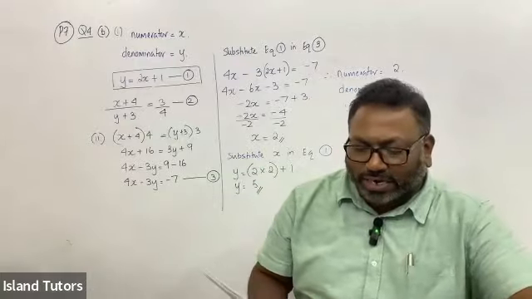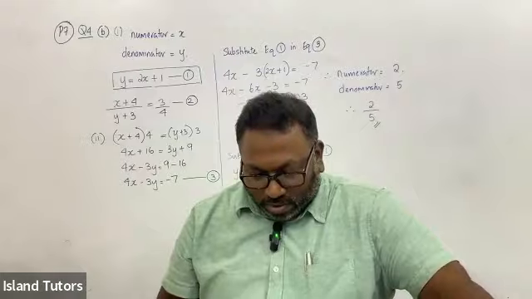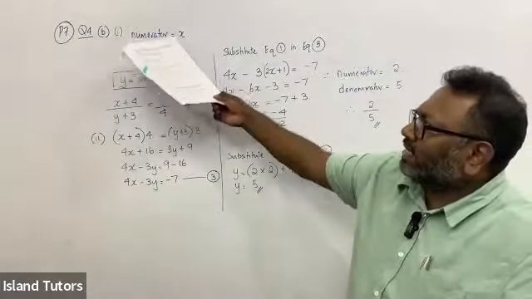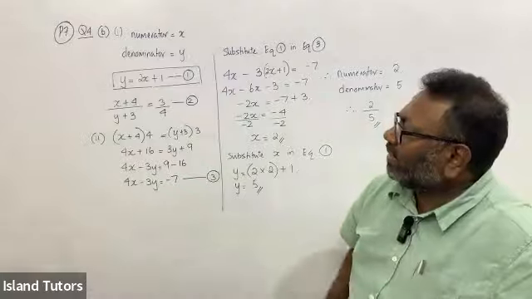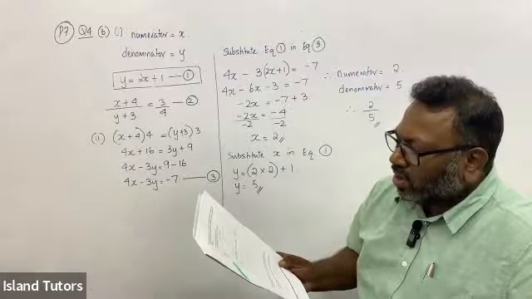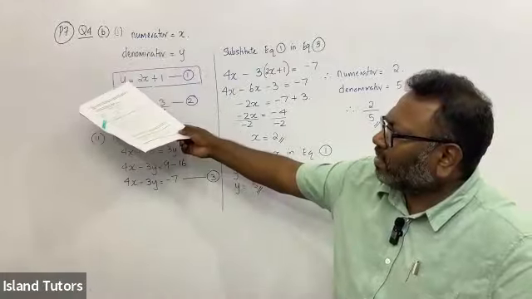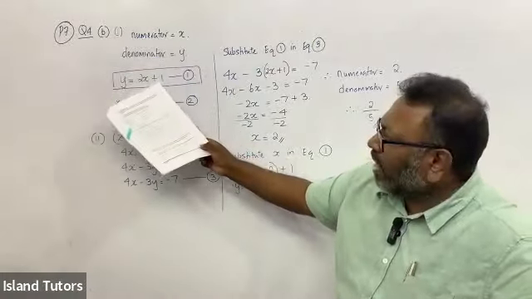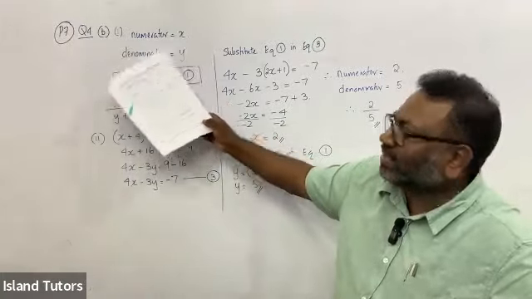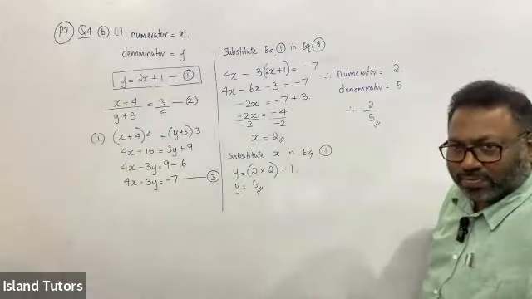The denominator of a fraction is one more than twice of its numerator. So what is your denominator? According to the question, take the numerator as x and the denominator as y. The denominator is one more than twice of its numerator, so y equals 1 plus twice the numerator. The numerator is x, so 2x. 2x plus 1 is your first equation.